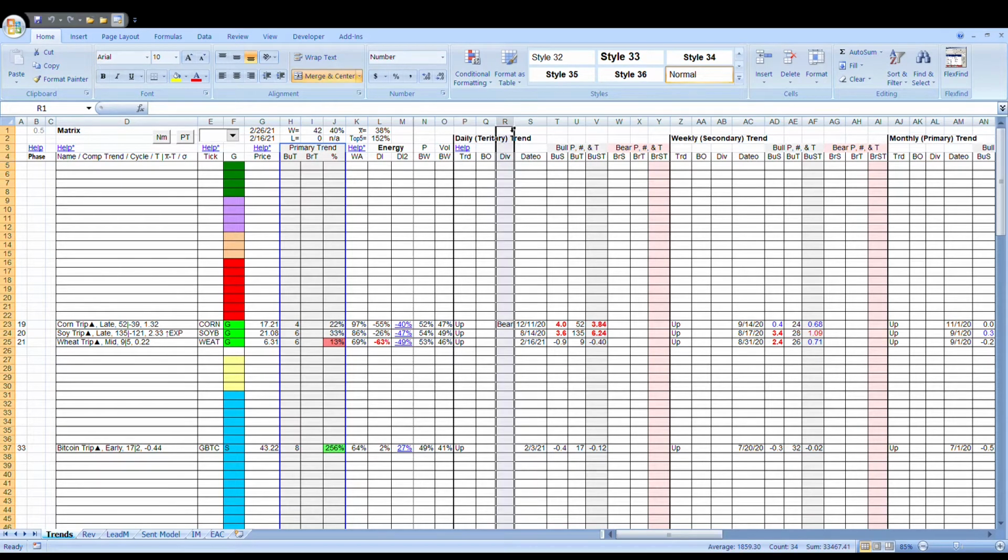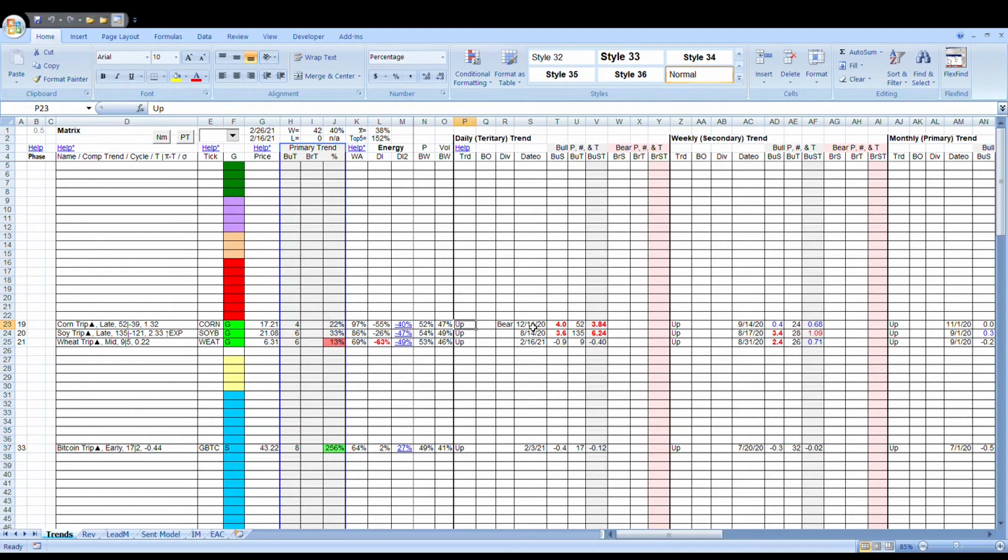This DIV is divergence. It tells us that the trend is up, but volume, which is also an important leading indicator of price, is down. So volume is diverging from the uptrend currently in corn. That's a warning that the trend might be vulnerable on the daily time frame.